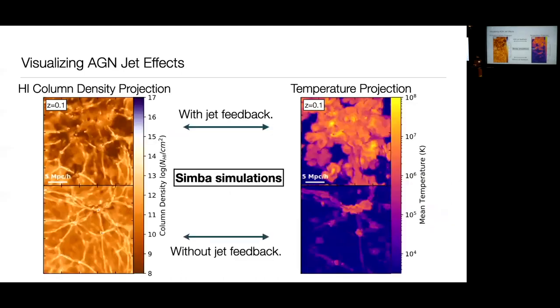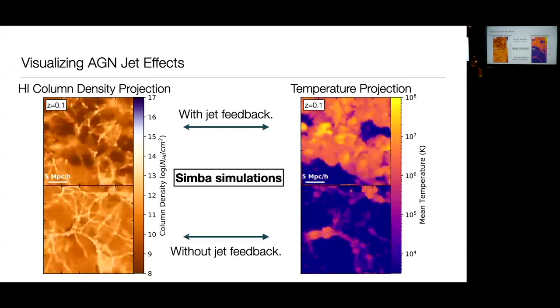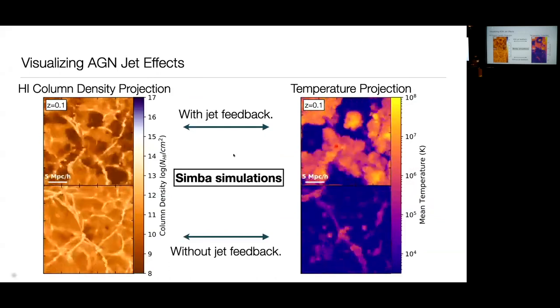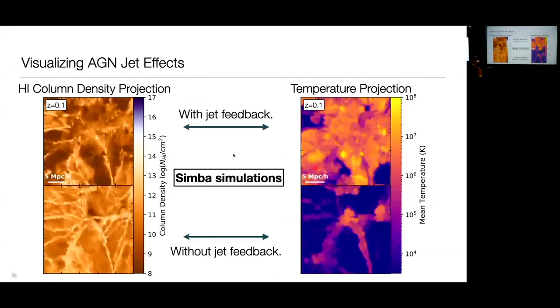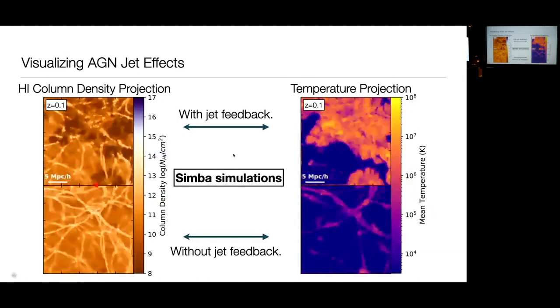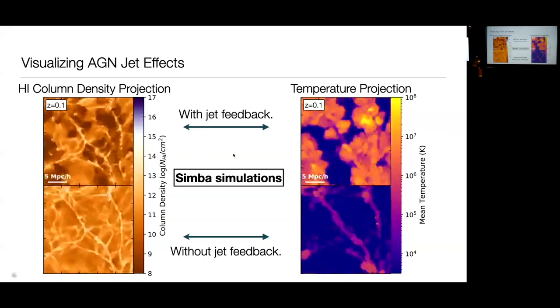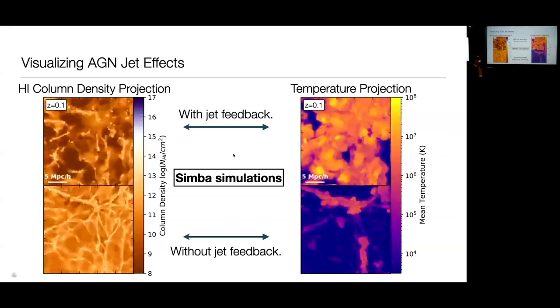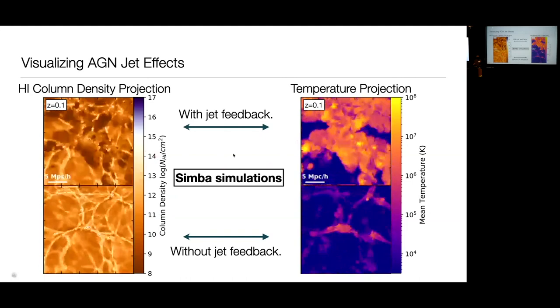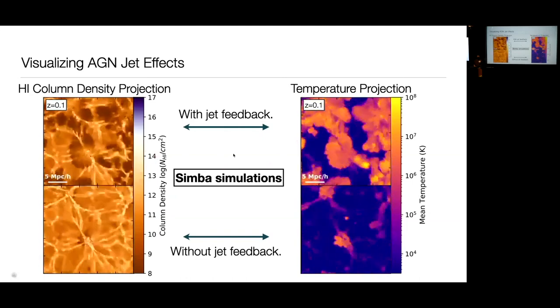So just to visualize the effect of the jet feedback in Simba, it's quite dramatic. On the right here, you have some temperature projections. On the left, you have column density projections, and this is just a fly through of the box at z of 0.1. At the top, you have jet feedback. At the bottom, you don't have jet feedback. These results are clearly observable. We should see this in our observations.